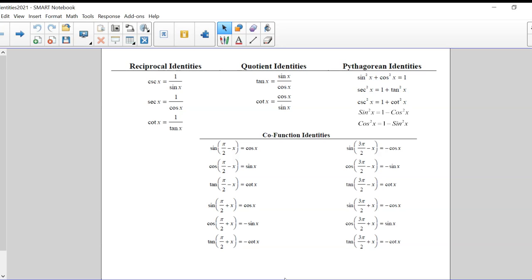Reciprocal identities: anytime I see a cosecant, I want you to think of the cosecant as just being 1 over sine. That's what it is. It's a reciprocal of sine. Whenever you see a secant, it's really just 1 over cosine. Whenever I see secant, I'm just going to convert it to 1 over cosine. Whenever I see cotangent, I'm going to think of it as being 1 over tan.